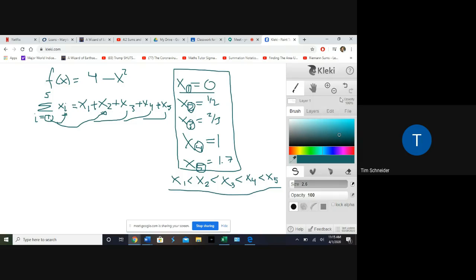And all I'm doing is adding them together. Now, this is typically not what we are going to be doing. I just wanted to show you how this new notation on top of the summation notation is going to work. But we could actually find that. We would just be adding 0 plus a half plus 2/3 plus 1 plus 1.7. We could actually figure out what that is. That is not actually what I'm going to do this time.